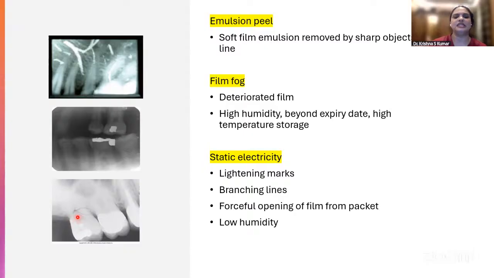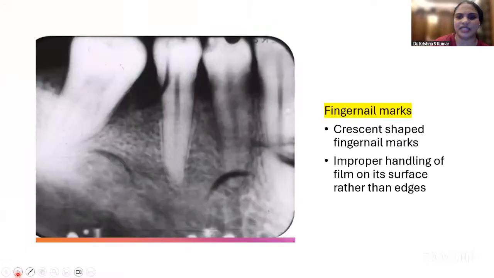Static electricity is seen as lightning marks or branching lines, which occurs due to forceful opening of the film in an area where there is low humidity. The static electricity passes through and produces these lightning streaks. Fingernail marks are seen as crescent-shaped marks due to improper handling of the film on its base.